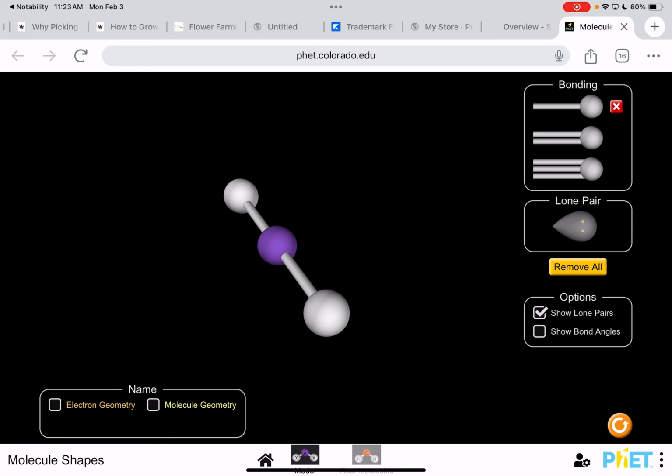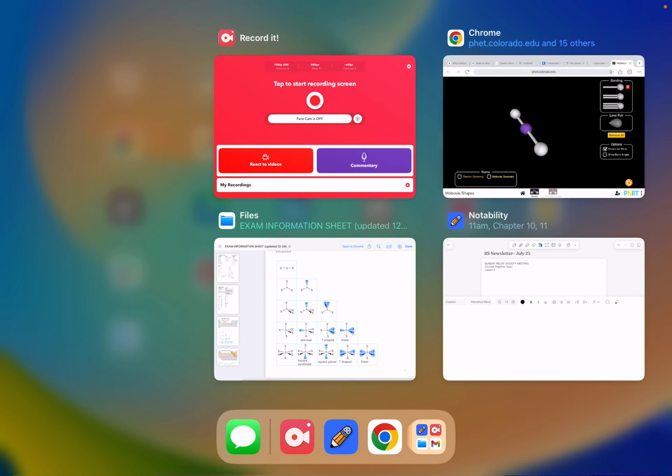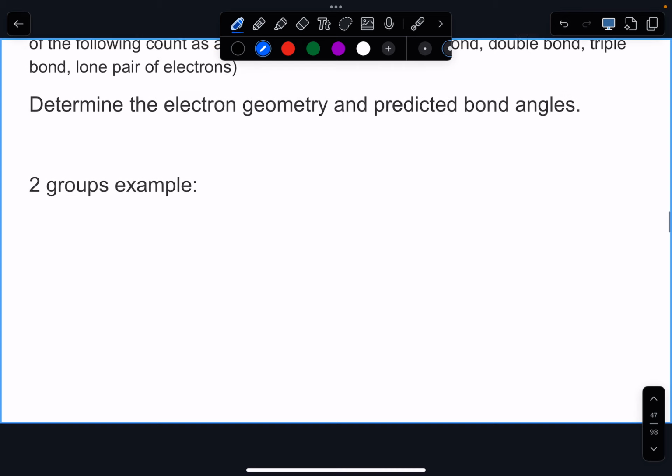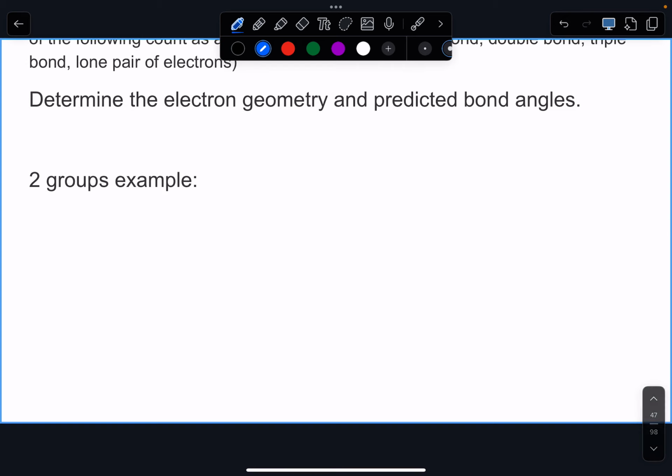So we're going to talk about 2 groups and 3 groups. We're going to address what happens when there's a lone pair in there, and then we'll finish 4, 5, and 6 on Wednesday. Okay? So let me go back to the notes. I'm going to go back and forth a lot. So we are going to write down examples of molecules that we've looked at already.